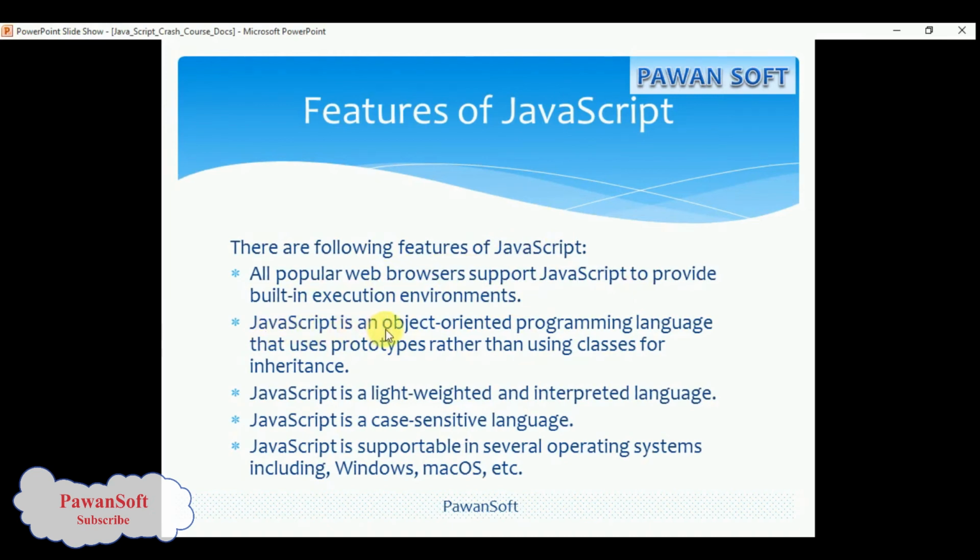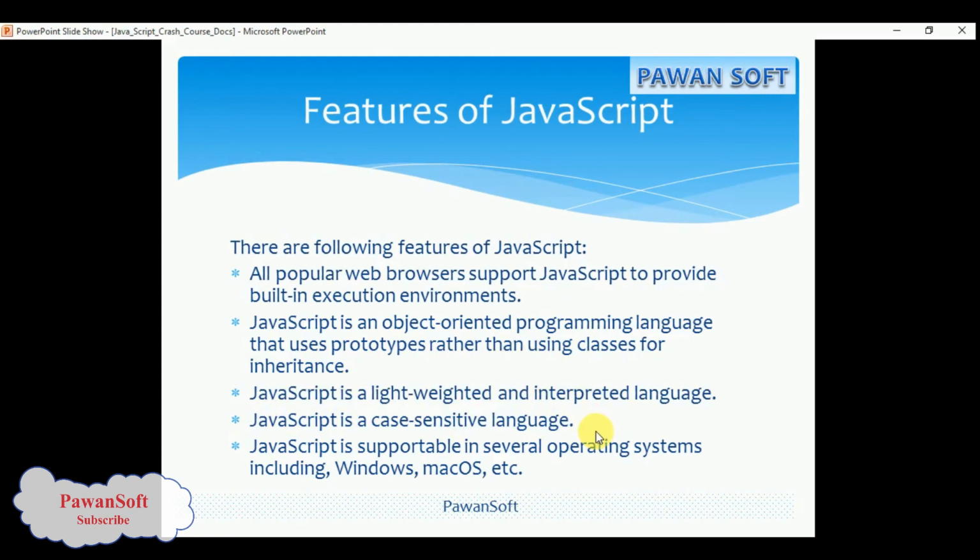JavaScript is an object-oriented programming language that uses prototypes rather than classes for inheritance. JavaScript is a lightweight and interpreted language. JavaScript is a case-sensitive language.